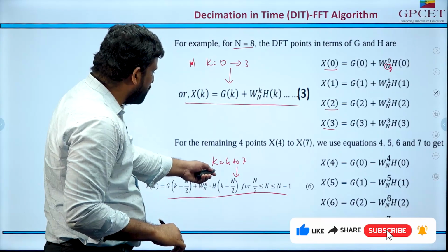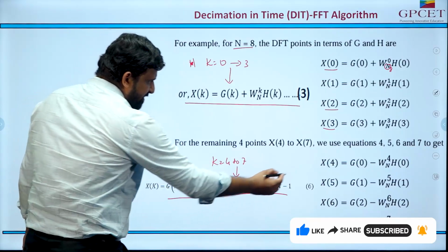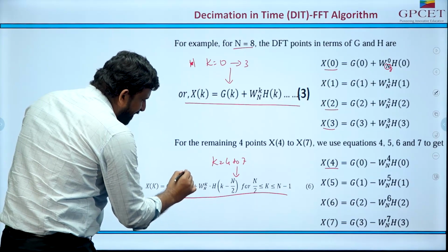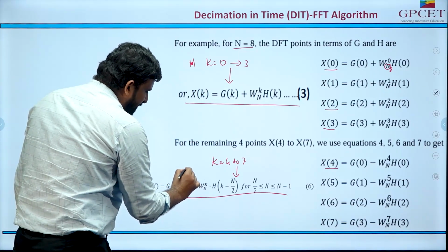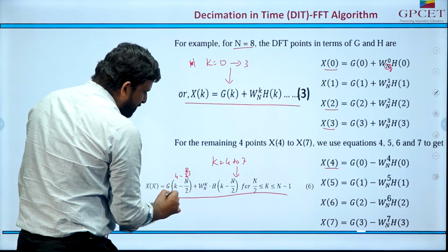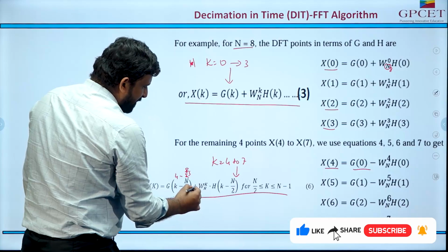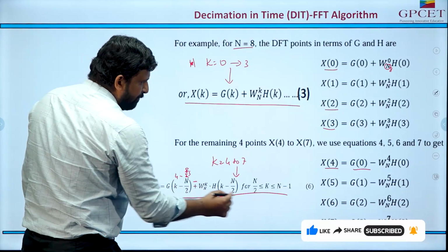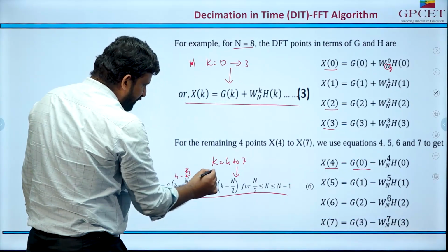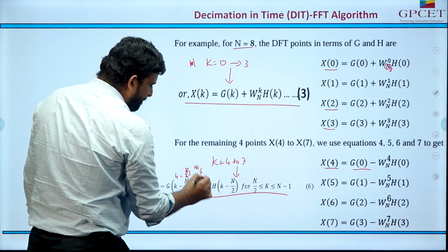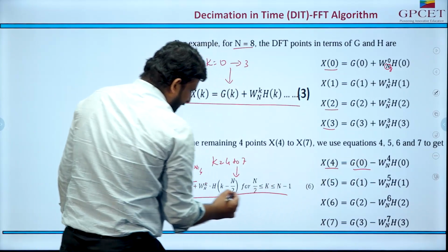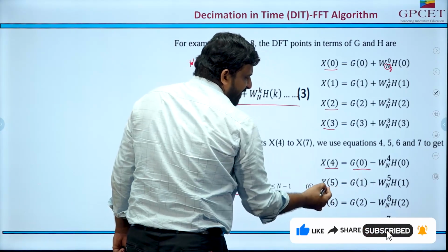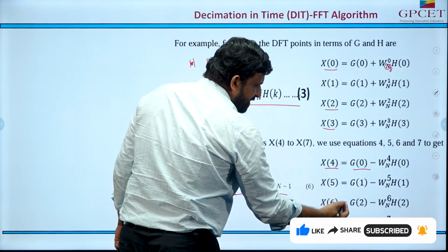And similarly, if I substitute k is equal to 4 to 7, first x of 4 is equal to, see here, 4 minus n by 2. What is the value of n here? 8. 8 by 2 means 4. That is 4 minus 4, 0. That is g of 0 minus, here the value is minus, because we are taking the n by 2. The value is minus wn to the power of 4, here instead of k it is 4, and h of 4 minus 8 by 2, which will be equal to h of 0. Similarly, if I substitute k is equal to 5, k is equal to 6 and k is equal to 7.